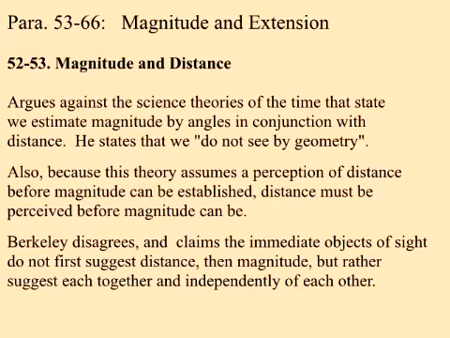by angles in conjunction with distance. Here, Berkeley says, we do not see by geometry. And also, because the theory assumes a perception of distance before magnitude can be established, implying that distance must be perceived before magnitude, he disagrees with that and claims that the immediate objects of sight do not first suggest distance then magnitude, but rather suggest each together and independently of each other.